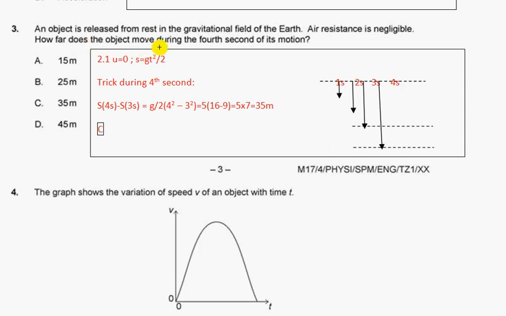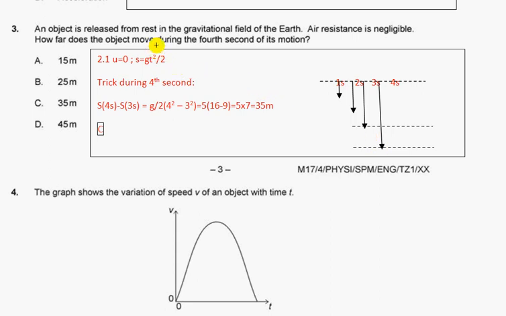An object is released from rest in a gravitational field on Earth. Air resistance is negligible. How far does the object move during the 4th second of its motion? So here be very accurate. In 1 second, this distance, in 2 seconds, this distance, in 3 seconds, this distance, in 4 seconds, this distance. During the 4th second, it is the difference between distance travelled for 3 seconds and 4 seconds. This is a trick here.